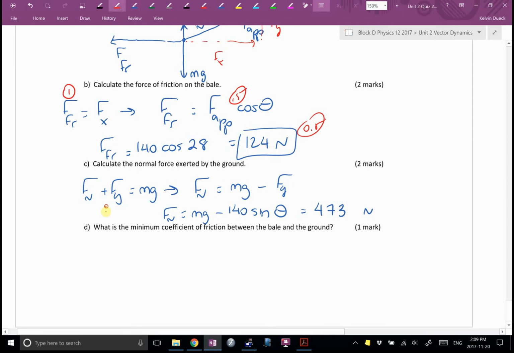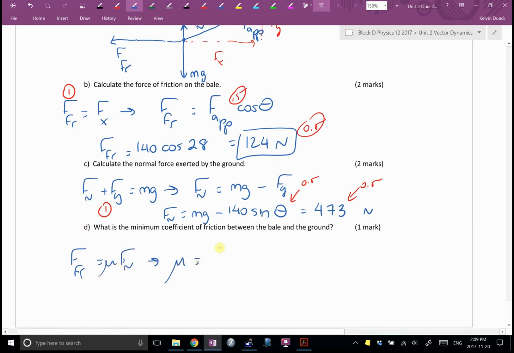I would give you 1 mark if I saw that. I would give you a half mark if somewhere I saw sine theta, and a half mark for the answer. Now, if you just said normal force is equal to mg, nothing. Sorry.